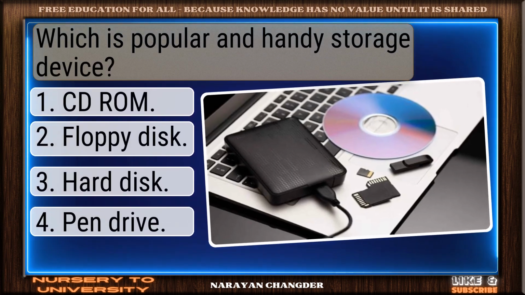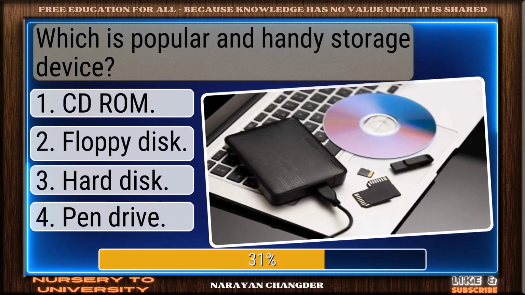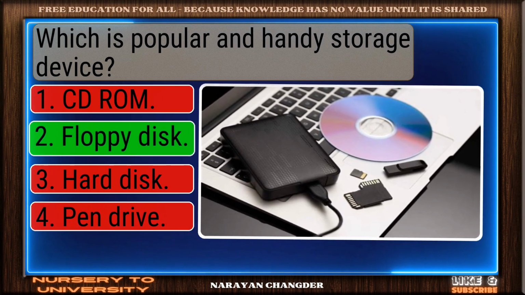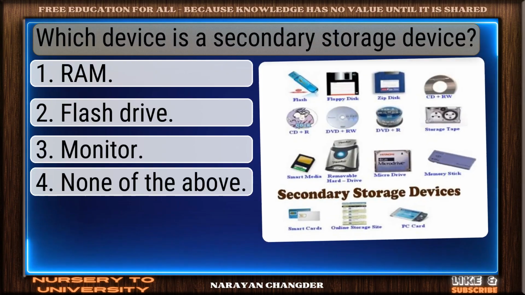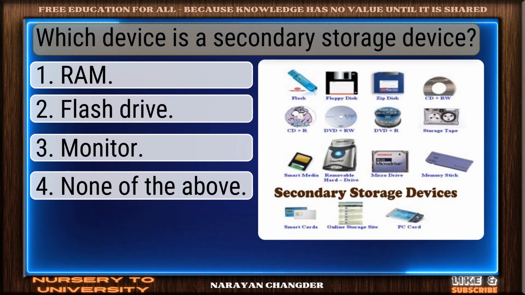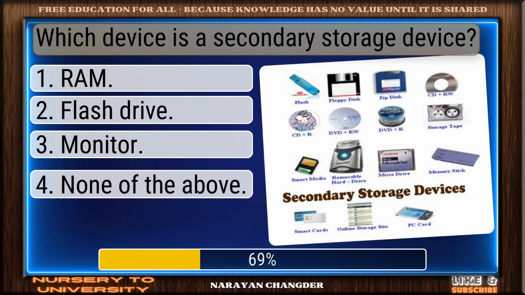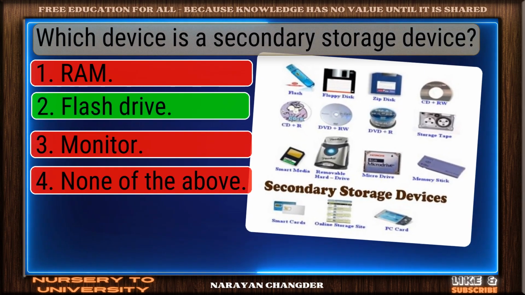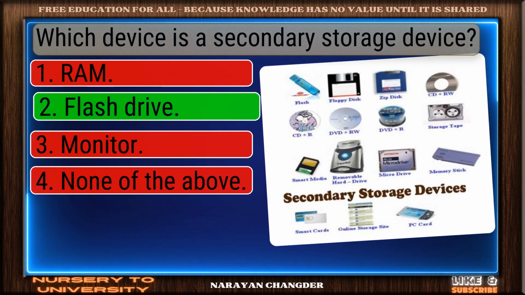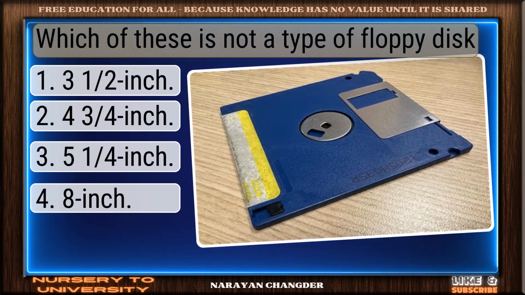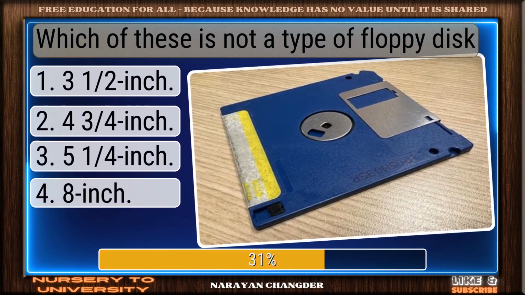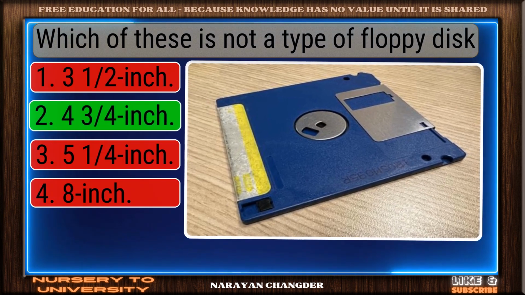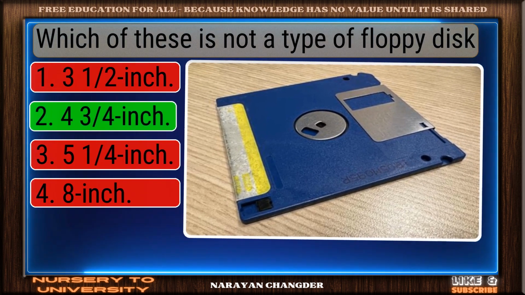Which is a popular and handy storage device? On track. Floppy disk is the correct answer. Which device is a secondary storage device? Exactly. Flash drive makes sense and it is the right choice. Which of these is not a type of floppy disk? Excellent. 4.3-4" is a brilliant choice.